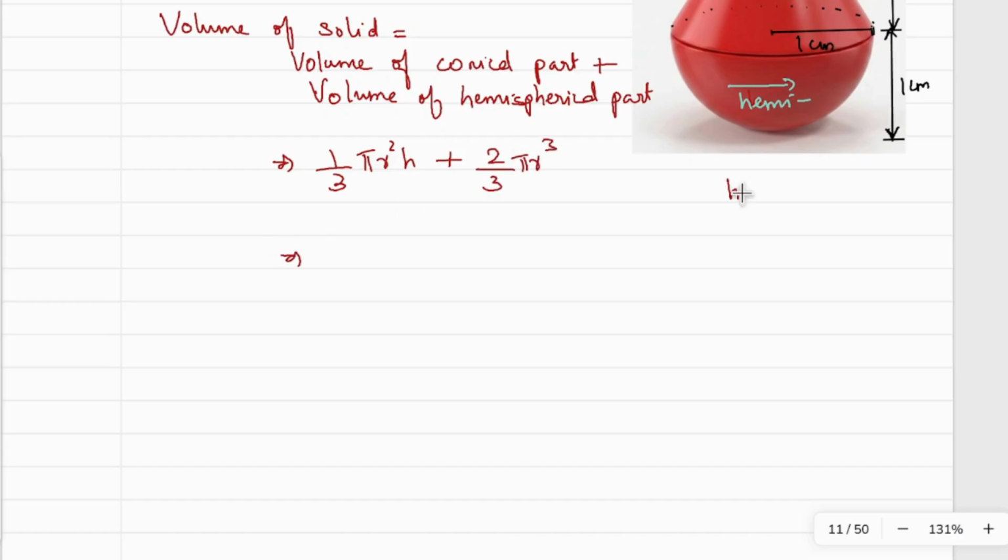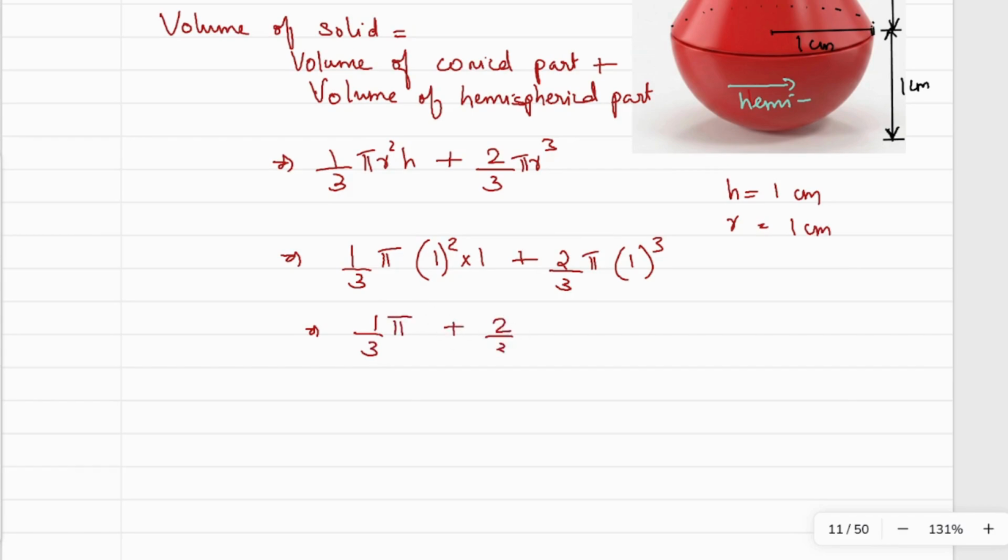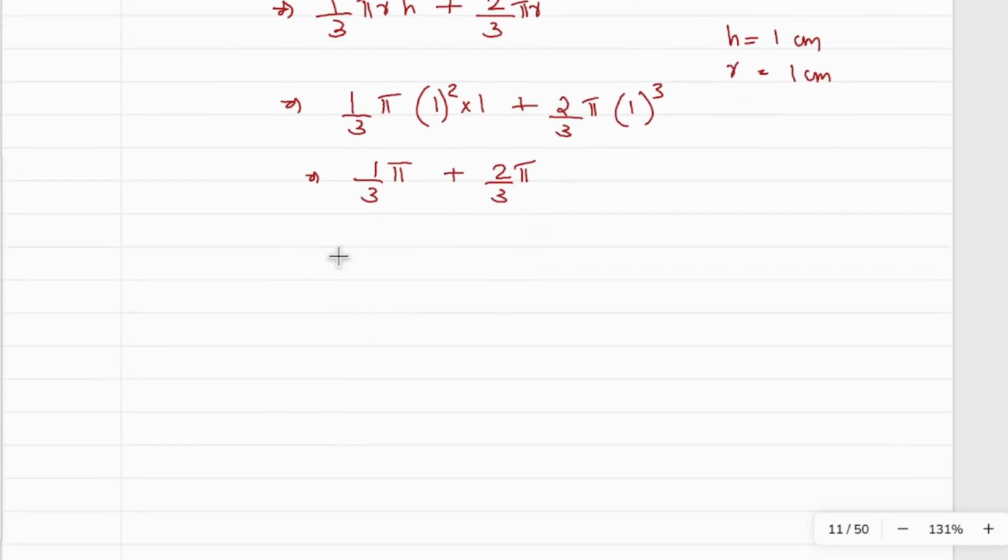Now we know that h is 1 centimeter and r is also 1 centimeter. We need to substitute those values here. That is 1 by 3 pi into 1 square into 1 plus 2 by 3 pi into 1 cube, which is equal to 1 by 3 pi plus 2 by 3 pi. That is 1 by 3 plus 2 by 3, which is 3 by 3 pi. What is 3 by 3? It is equal to 1. That means the value is pi.